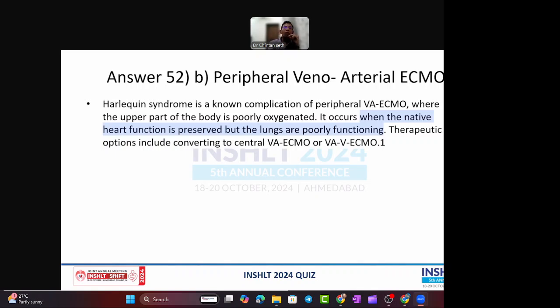So now with VA ECMO, you put one more cannula for venous drainage, for example from the right IJV, take that blood, oxygenate it, and again give it to the right side, and that will then be ejected by the left ventricle, and the upper body will also get the oxygenated blood. Next, please.